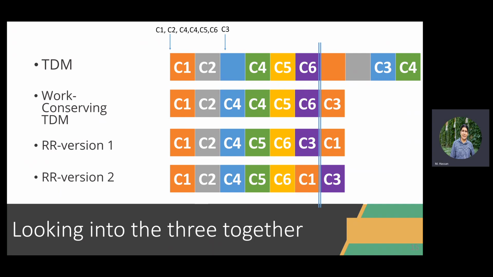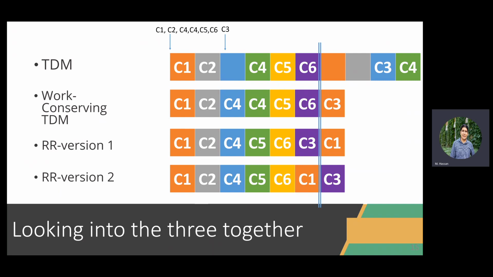Example means what? You have an arrival instance of requests from cores and you want to schedule them. Here I'm assuming that, as usually in real time analysis, you use the down arrow for arrival. So there is a request from core 1, core 2, core 4, another request from core 4, 5, 6. And then C3 arrives one cycle after the period starts. Let's see how each scheduler will behave.